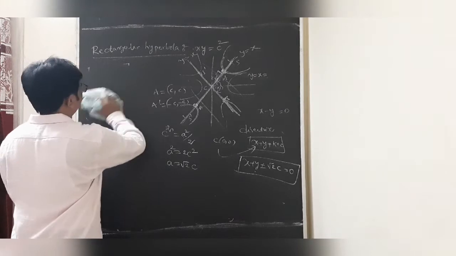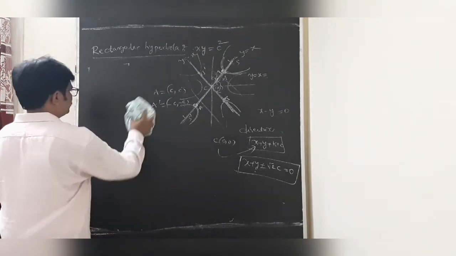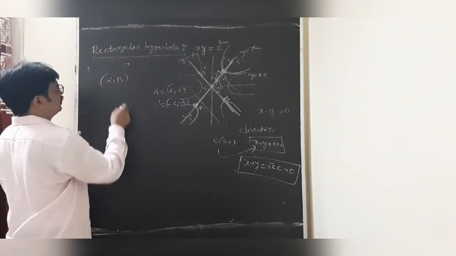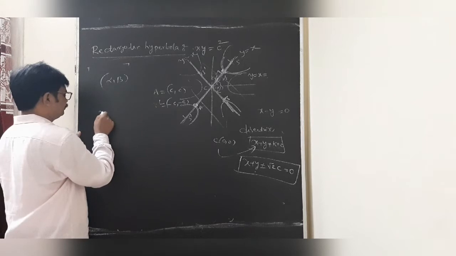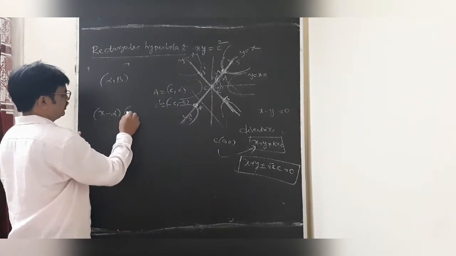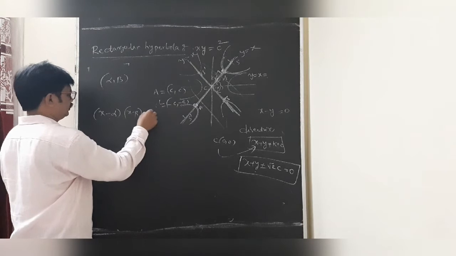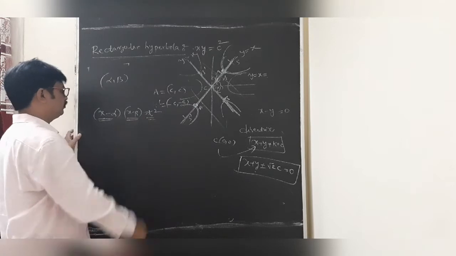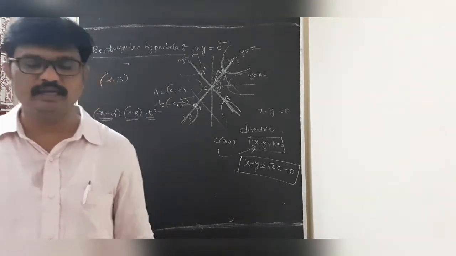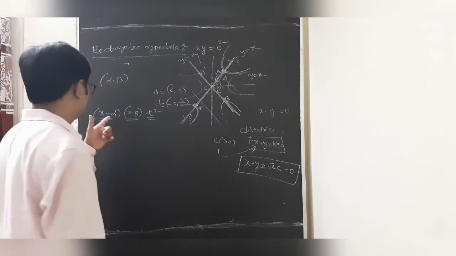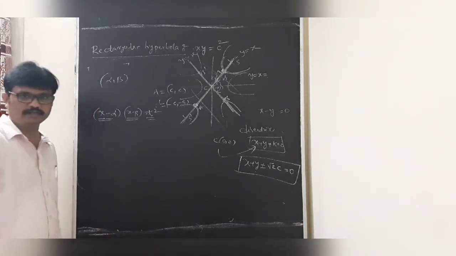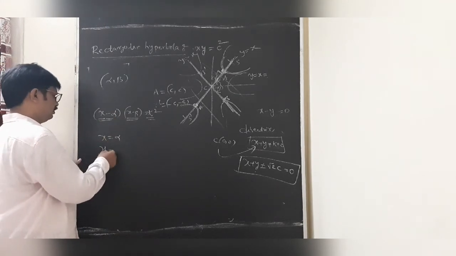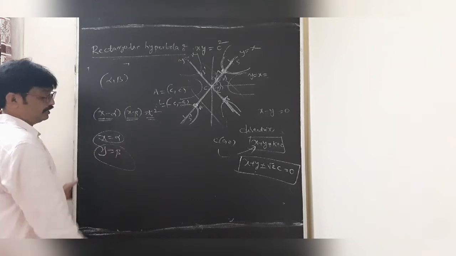My dear students, now if the center is shifted to some point (alpha, beta), then the equation of the rectangular hyperbola is (x minus alpha) into (y minus beta) equal to some k square. When you observe the hyperbola (x minus alpha)(y minus beta) equal to k square, undoubtedly, dear students, x equal to alpha and y equal to beta are the asymptotes.